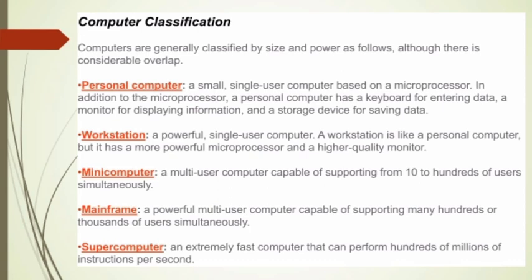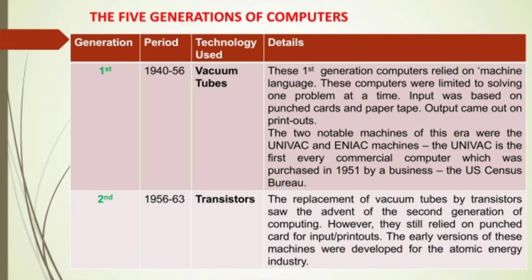Mini computer. A multi-user computer capable of supporting from 10 to hundreds of users at the same time. Mainframe. A powerful multi-user computer capable of supporting many hundreds or thousands of users at the same time. Supercomputer. An extremely fast computer that can perform hundreds of millions of instructions per second. Friends, in the next two slides, we will learn about the generations of computers.